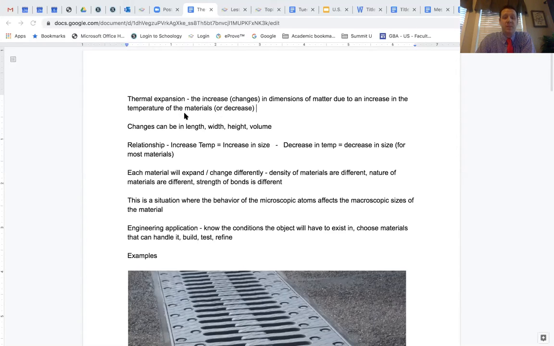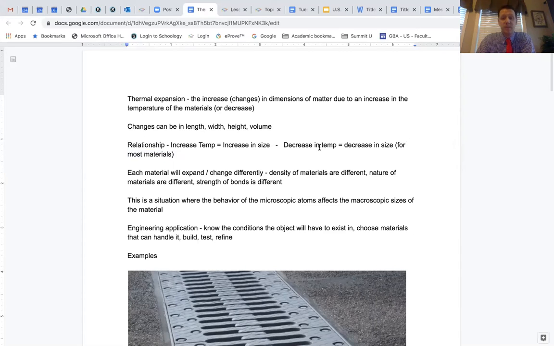So essentially, right, the basic relationship is if you increase the temperature of something, it increases in size. And then the reverse is true. If you decrease the temperature of something, it decreases in size. And I make a little notation here that this is for most materials. And I say for most materials because there are some where that doesn't happen.